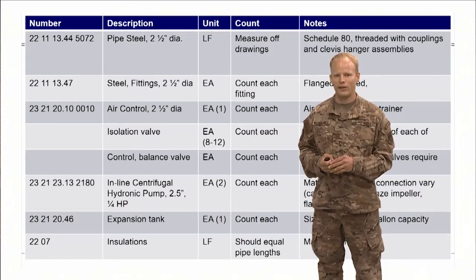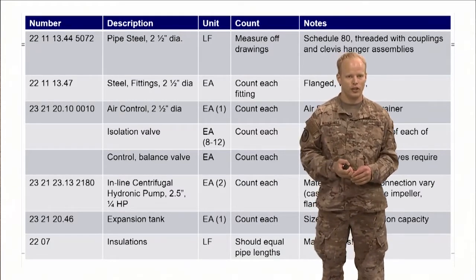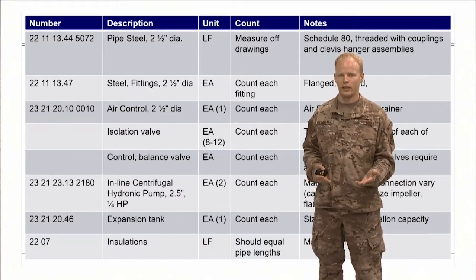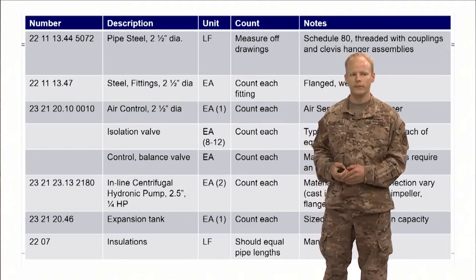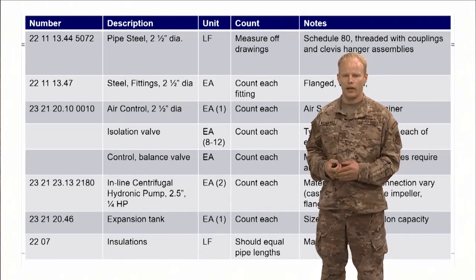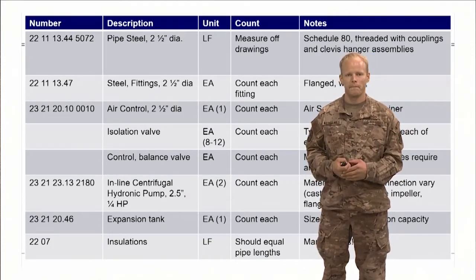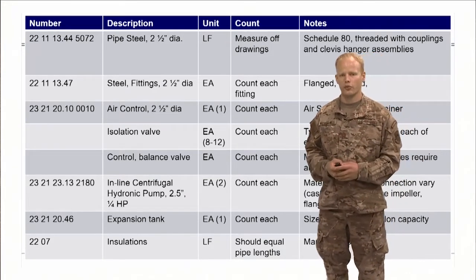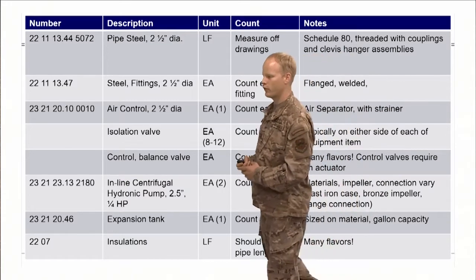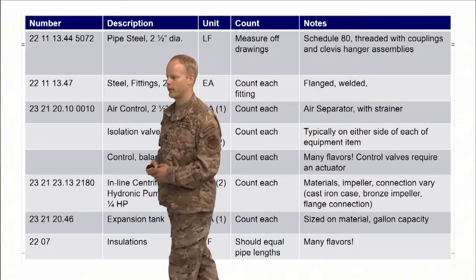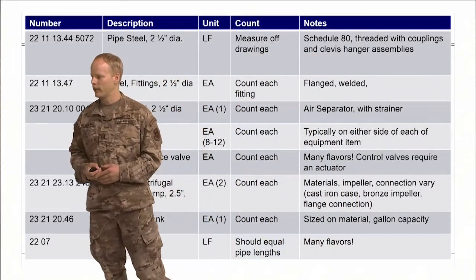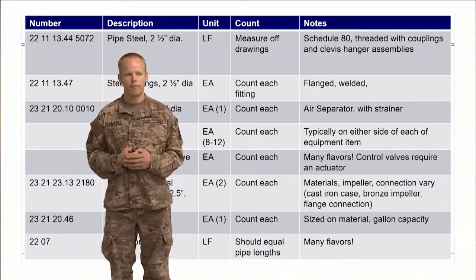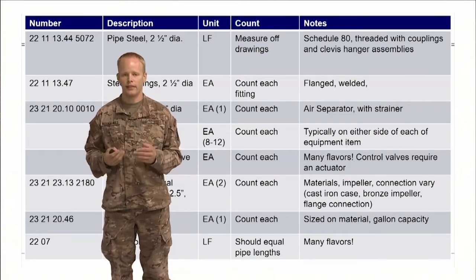So your isolation valves, you're going to have multiple of these. Your control valves, you're going to have one for each system you need to control. So each cooling coil, and so on and so forth. And you're going to go through and you're going to count each. With your control valves, there's probably going to be an actuator involved with it, so you're going to have to count for that as well. And then testing and balancing. There's going to be another line item for testing and balancing, and that's in a different section.